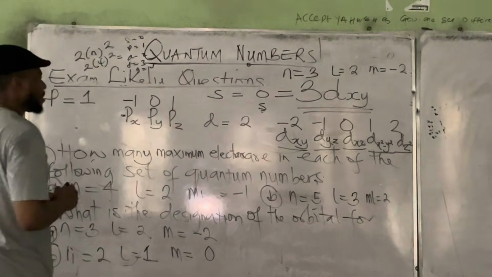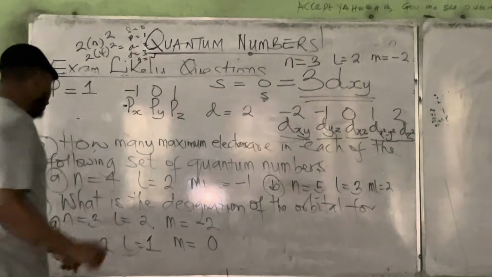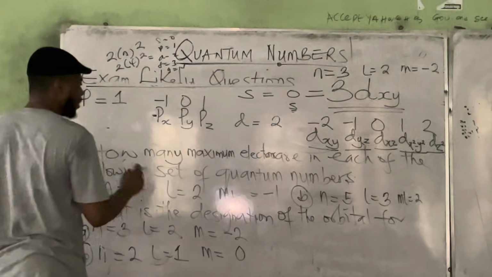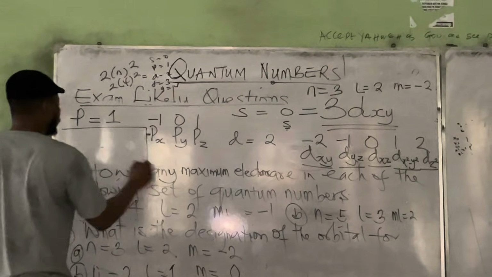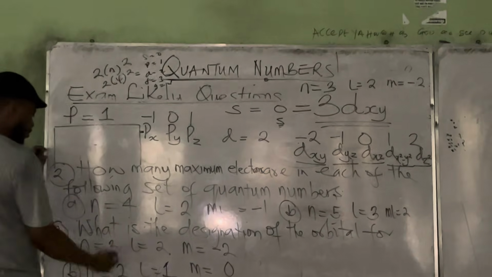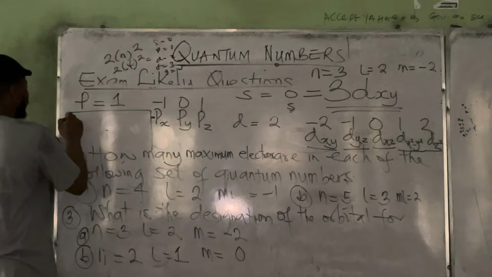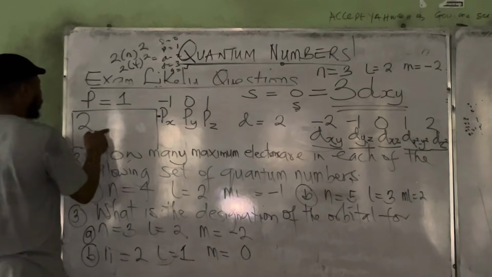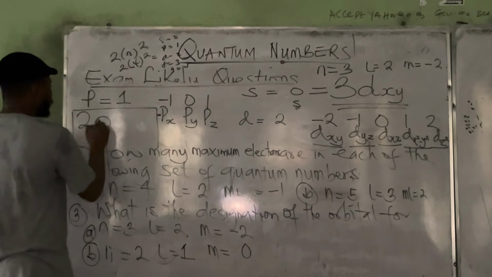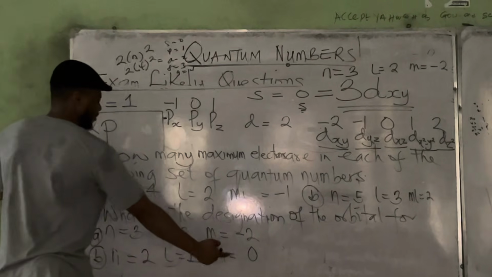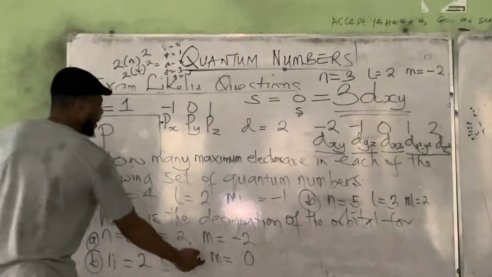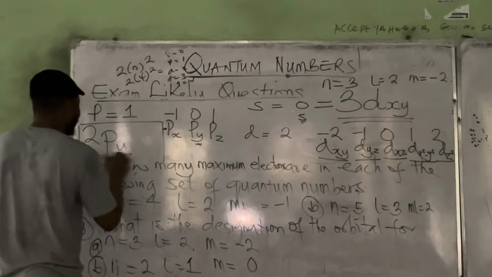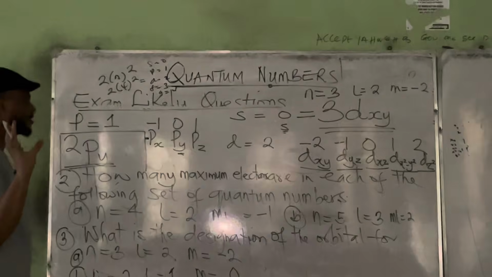Then look at the next one: n equals 2, l equals 1, ml equals 0. Now let's use this space to do it. Your n is 2, right? So what should come first? 2, right? When l is 1, what is the subshell? P, good. ml is 0, right? So when ml is 0, what do we have? Py. So this is the answer, 2py. As simple as that, that's how designation is done.